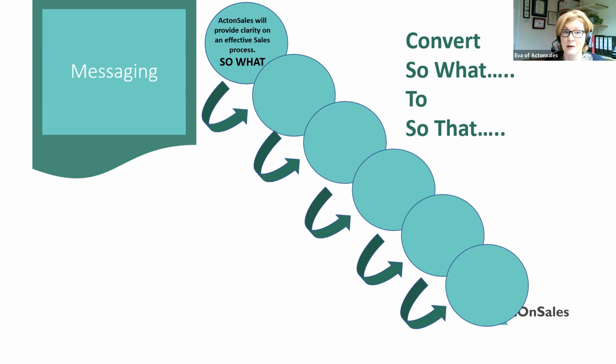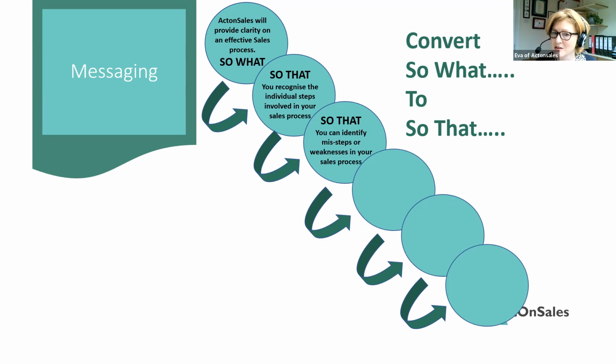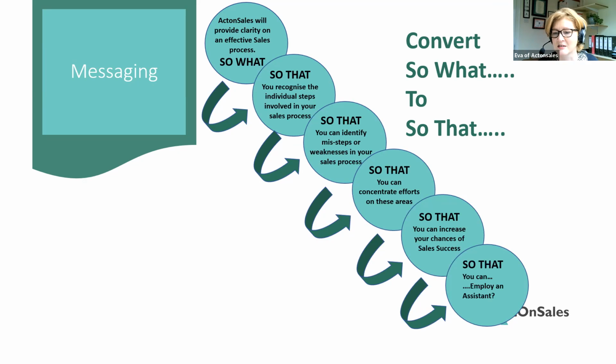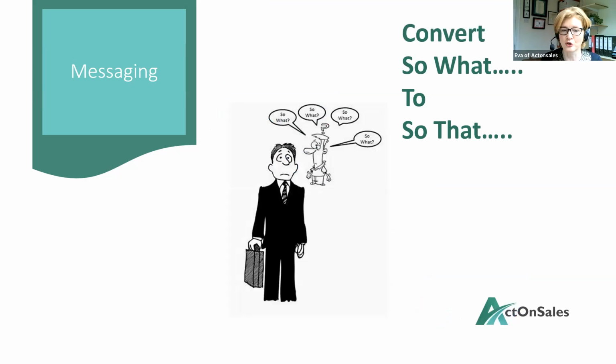So this is just an example that I can provide clarity on an effective sales process. So what does that mean? So that you can recognize the individual steps involved in your sales process. So what? So that you can identify missteps and weaknesses in your sales process, so that you can concentrate your efforts on these areas, so that you can increase your chances of sales success, so that you can employ a sales assistant. It's a powerful process of going down through, so what? Have that little customer on your shoulder saying, so what, so what, so what, so what?